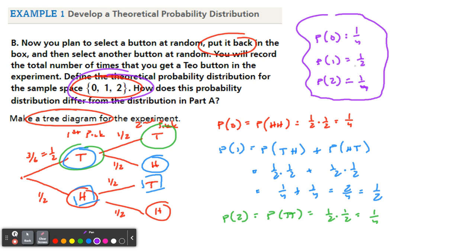And notice here that you don't have the same probability of getting each outcome. So this would be an example of one that's not uniform. So there you go.